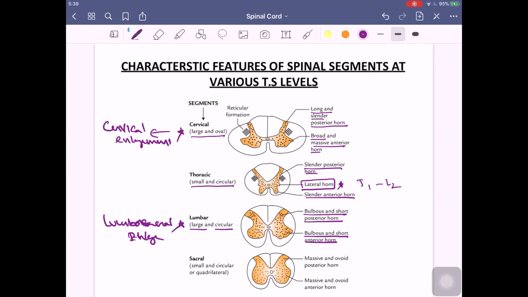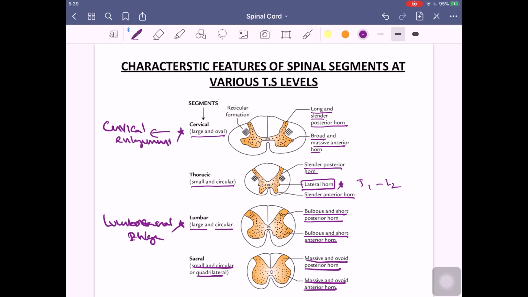So you see the bulbous and short anterior horn. Here it is bulbous and short posterior horn. Again relatively, anterior horns are much wider than the posterior within the same section. Sacral is small and circular or maybe quadrilateral, just like your thoracic. Here you again have massive and ovoid anterior horn and massive and ovoid posterior horn. Relatively again, anterior horn compared to posterior horn is wider. So these are the various characteristics.